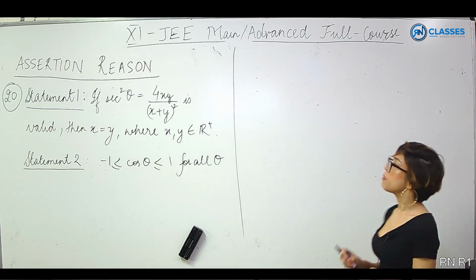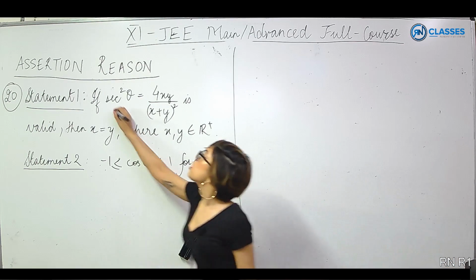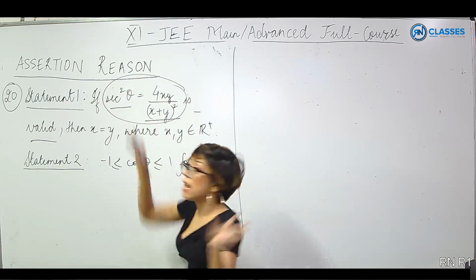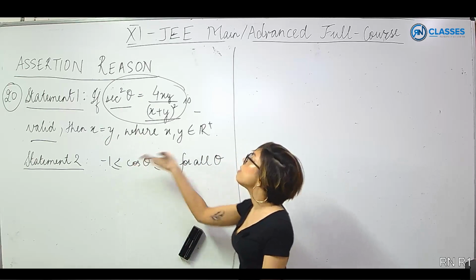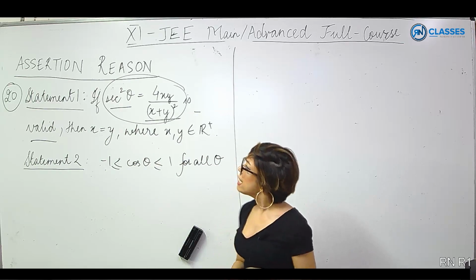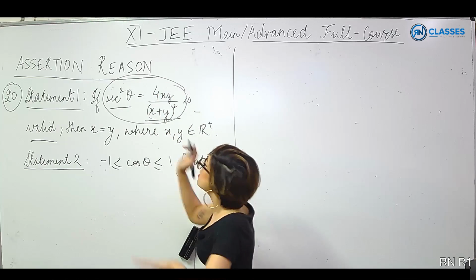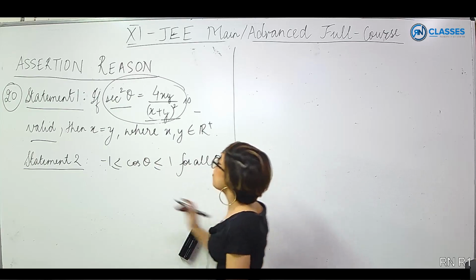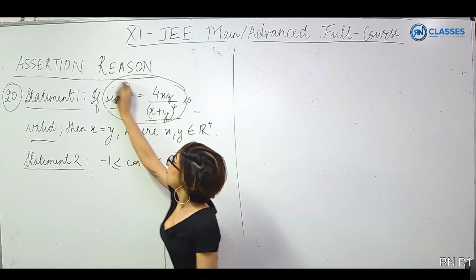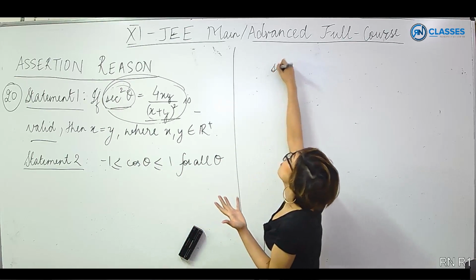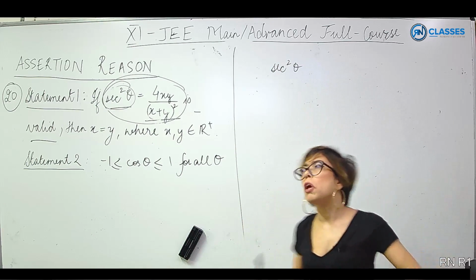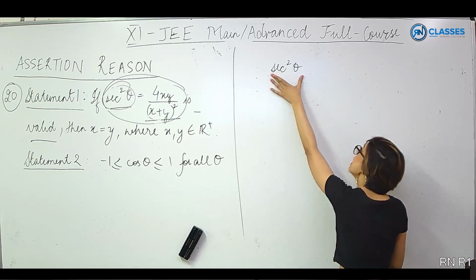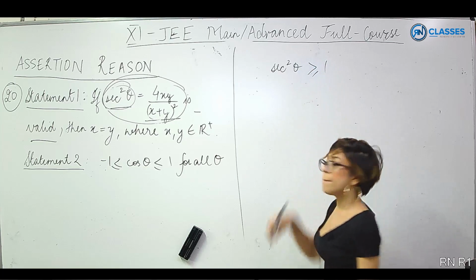Alright, on to the next one. Now he says, if secant square theta is equal to this, is valid. That means this statement is valid, then x equal to y, where obviously x and y are positive real numbers. Now this statement valid, that means this equation must have some solution. Let me talk about secant square theta on the left hand side. Secant square theta is secant theta whole square. I know that this definitely will be greater than equal to 1.